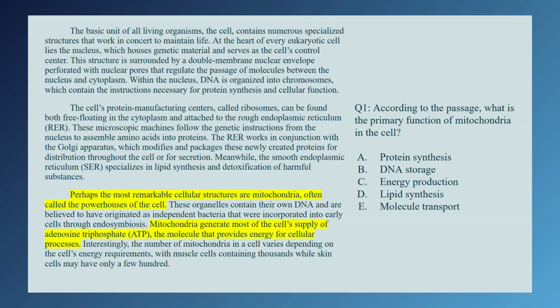Perhaps the most remarkable cellular structures are mitochondria, often called the powerhouses of the cell. These organelles contain their own DNA and are believed to have originated as independent bacteria that were incorporated into early cells through endosymbiosis. Mitochondria generate most of the cell's supply of adenosine triphosphate, the molecule that provides energy for cellular processes. So, of these options, I think the obvious choice is C, energy production.